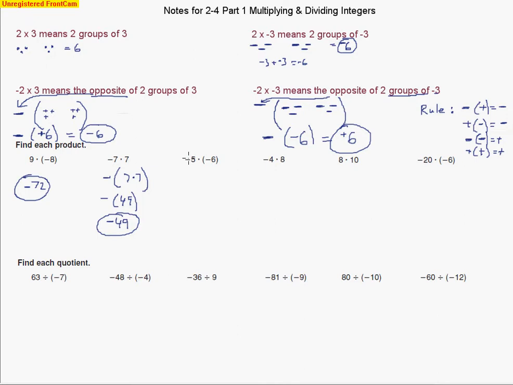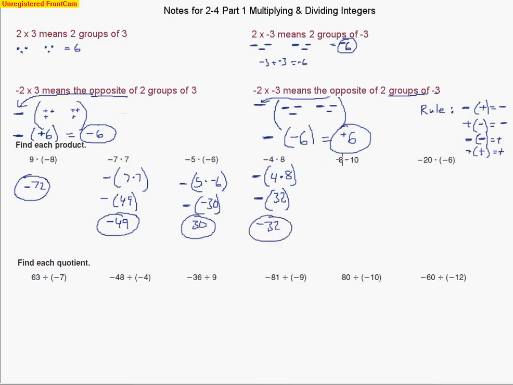Here I've got the opposite of 5 groups of negative 6. And so I go ahead and multiply the 5 groups of negative 6, I get negative 30. But I've got to take its opposite. So the opposite of negative 30 is positive 30. Over here it's the same thing. It's the opposite of 4 groups of 8. Well, 4 groups of 8 is 32. But I need to take its opposite. And so the opposite would be negative 32.